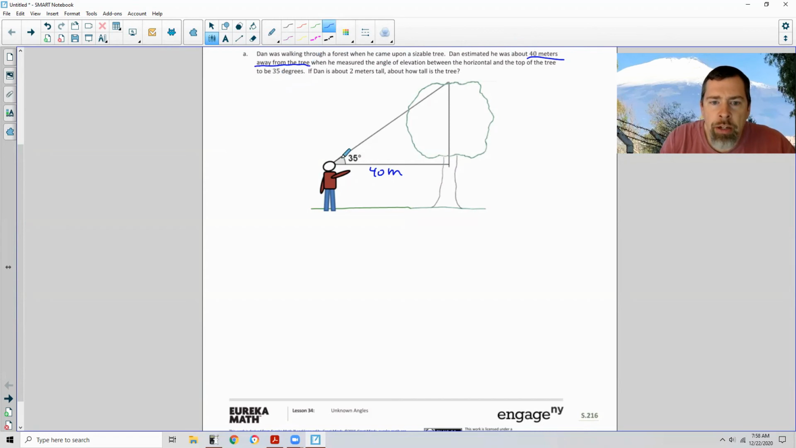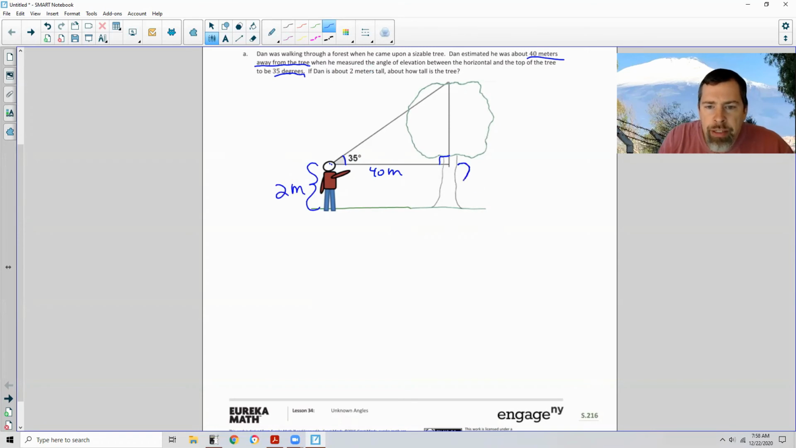When he measured the angle of elevation, so Dan is looking up and he sees the top of the tree, the angle of elevation is 35 degrees. We will definitely assume that that is a right angle. It was already marked for us. Dan is about 2 meters tall. So Dan's pretty tall. He's 6 feet tall, approximately 2 meters.